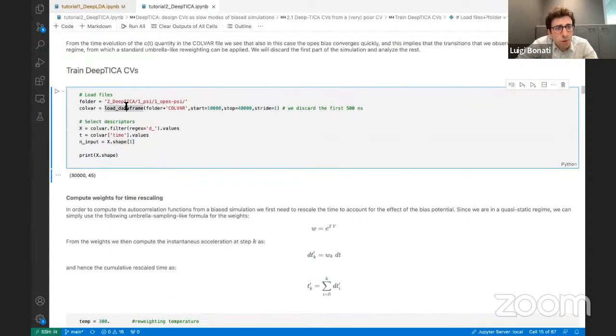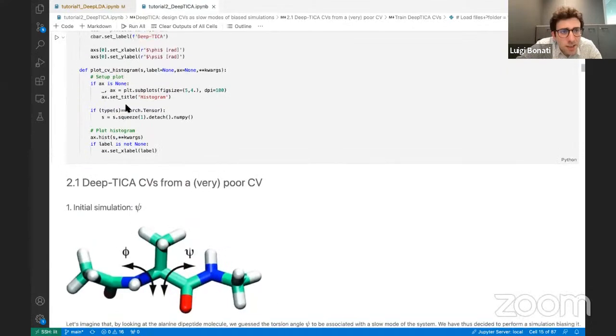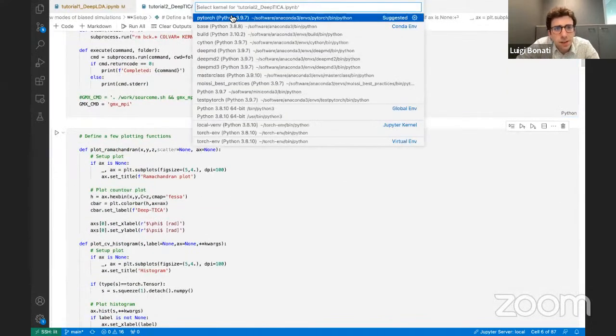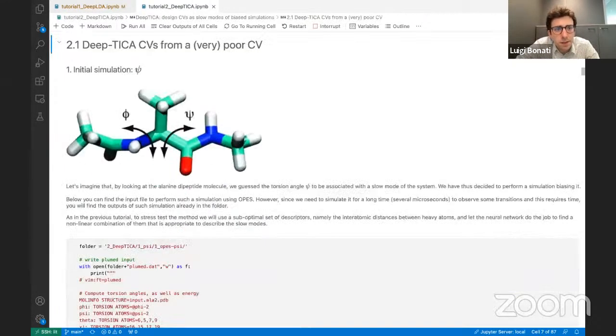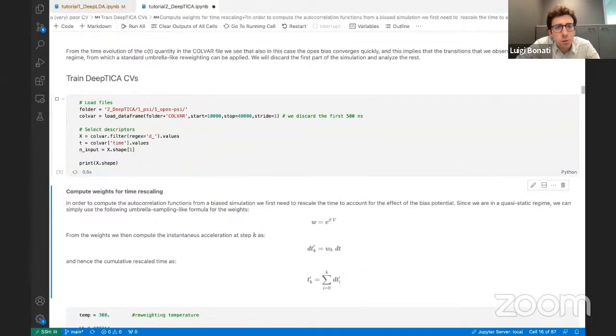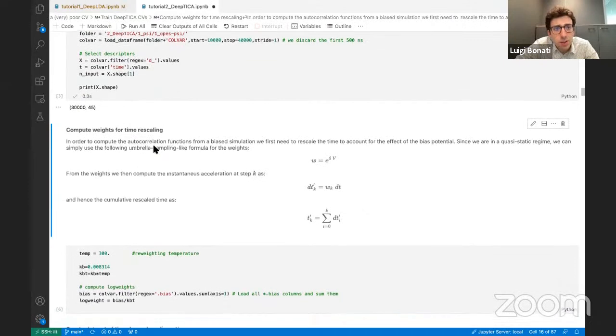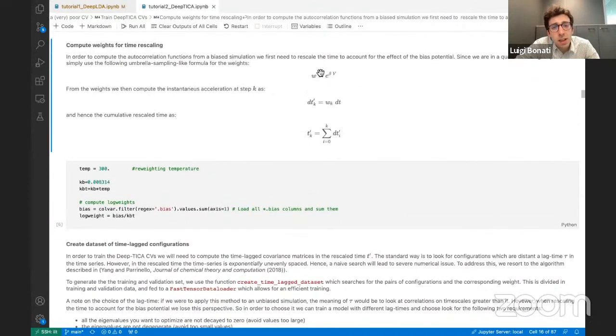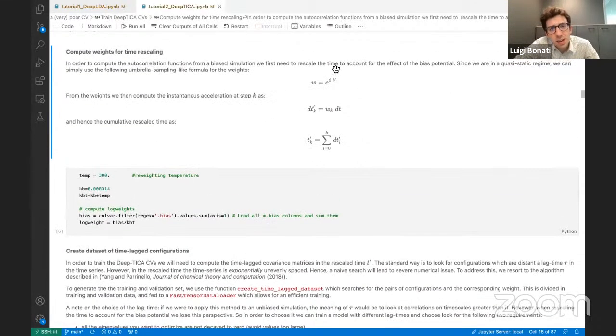So we first, let me execute, sorry, so that if I need to plot something. Okay, so here what we do is we load the data. There is this important point: since we are analyzing a bias simulation, we need to take into account the effect of the bias potential.